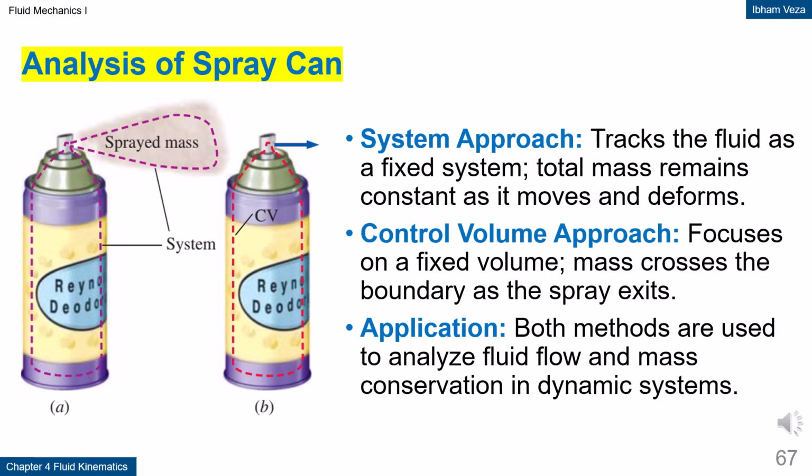Analysis of spray can. The system approach tracks the fluid mass as a moving entity. The control volume approach observes the flow crossing a fixed region. In the spray can case, mass leaves through the control volume boundary. The two approaches provide different but complementary perspectives. This example serves as an introduction to the Reynolds Transport Theorem.